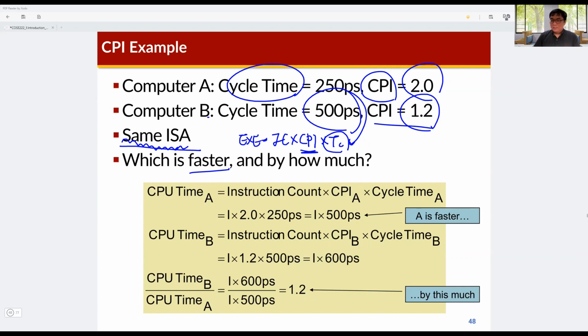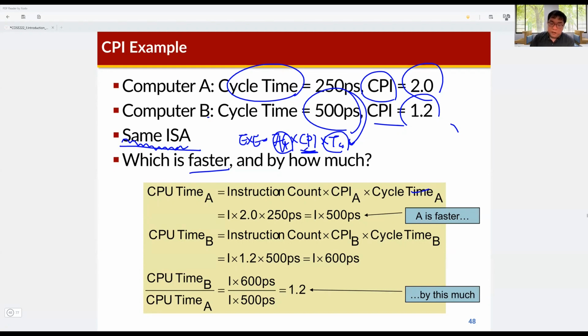So you need to focus on these factors. It's very important actually. Instruction count is determined by software, compiler, and ISA. If these factors are the same, then the instruction count will be the same. If one of the factors is different, then the instruction count can be different. So you need to remember this. Here it's the same ISA, and we assume the compiler is the same, so IC is the same. So we can just compare the CPI and TC.